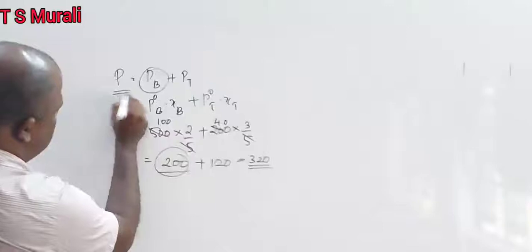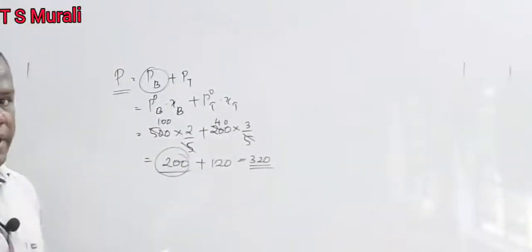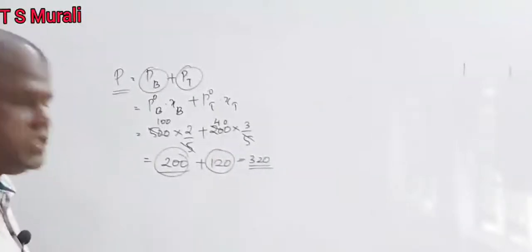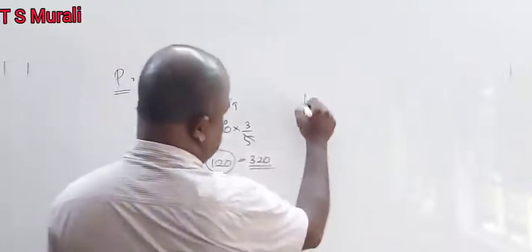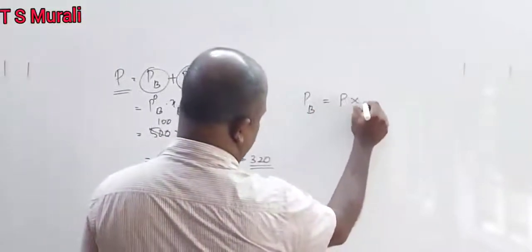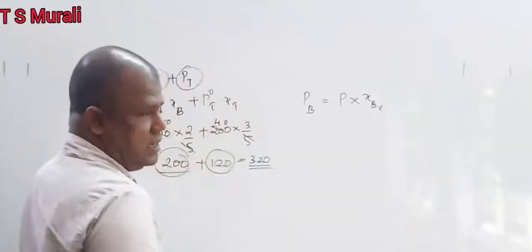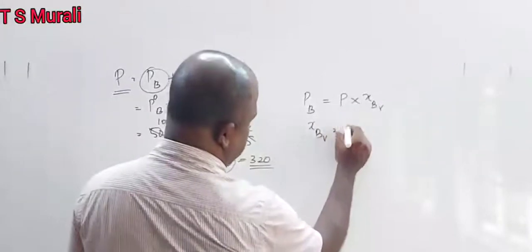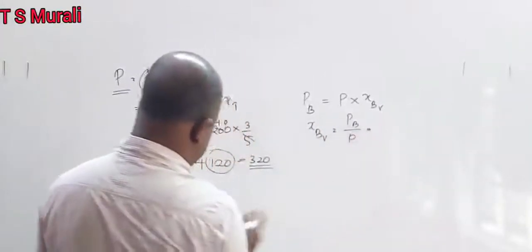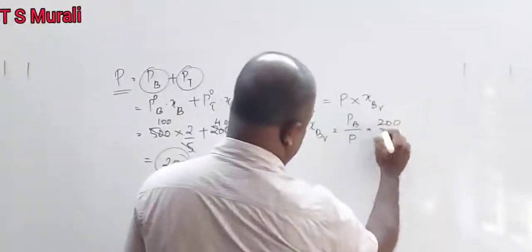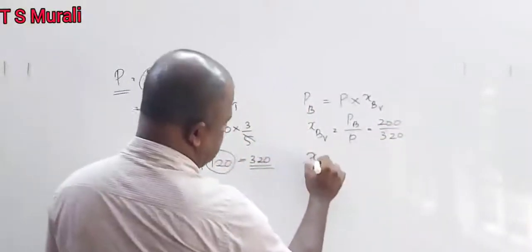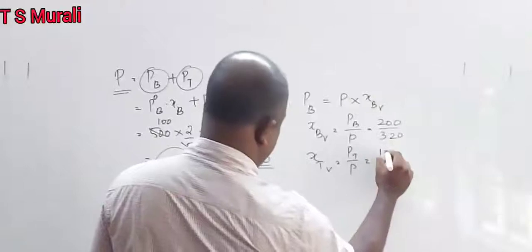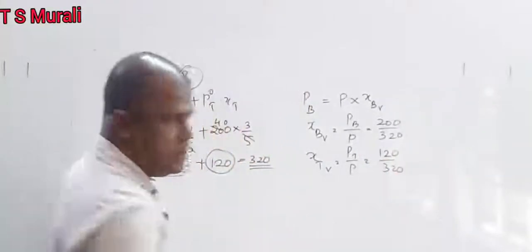Agree? Total pressure is also required. Partial pressure is also required. Partial pressure of toluene, answer is 120. Partial pressure of benzene, that is 200. Total pressure is 320. As per Dalton's law, partial pressure of benzene is equal to total pressure into mole fraction of benzene in vapor phase. That mole fraction is given as the composition in the question. So, X benzene in vapor phase is equal to partial pressure of benzene by total pressure, means 200 divided by 320. Find it. Similarly, X toluene in vapor phase is equal to partial pressure of toluene by total pressure, means 120 divided by 320. Take it as the ratio.